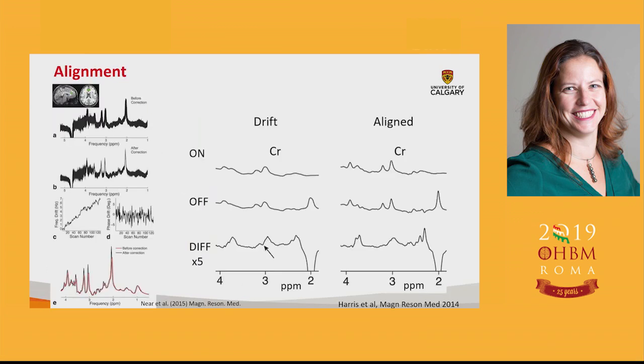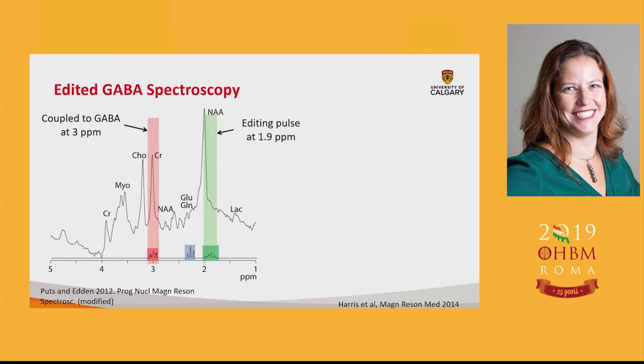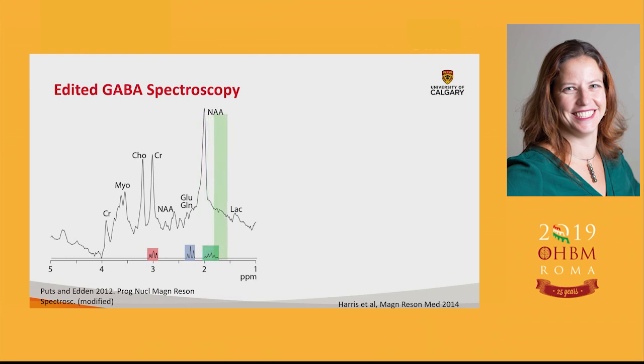So we can correct that gradient-induced frequency drift by realigning those peaks at the end. But we're also applying these frequency-selective editing pulses. We want that editing pulse at 1.9 ppm to specifically modulate that 1.9 ppm GABA peak here. But if you've got frequency drift occurring throughout the duration of your experiment, where you're applying those editing pulses can move. And so I just wanted to highlight that if you're applying that editing pulse no longer on your GABA resonance, you're not actually editing it anymore.